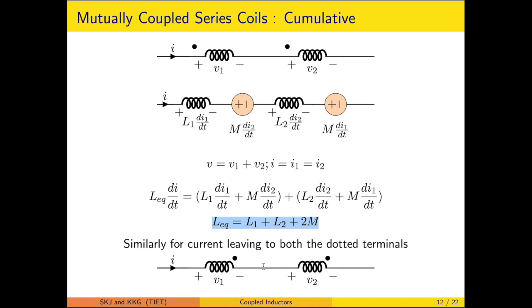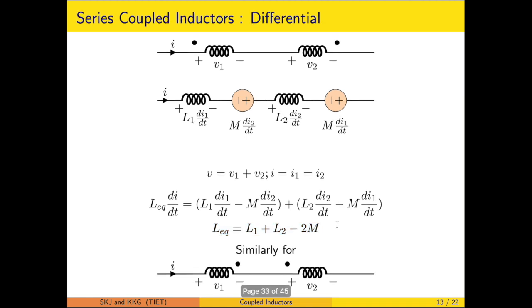The same phenomena, same results will be obtained because in both cases the current is leaving the dotted terminals. So the same result is obtained and they are regarded as cumulative coupling. Cumulative means the net inductance is now coming out to be L1 plus L2 plus 2M. So net inductance is increasing.